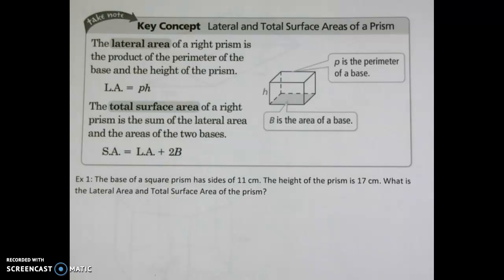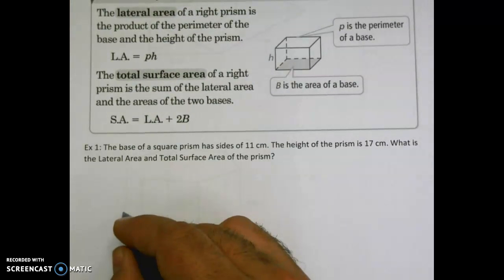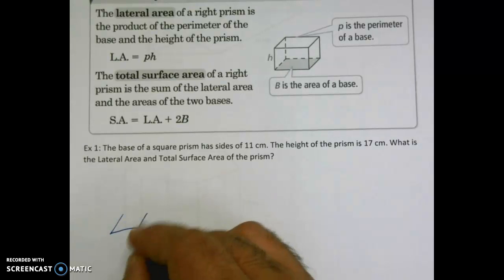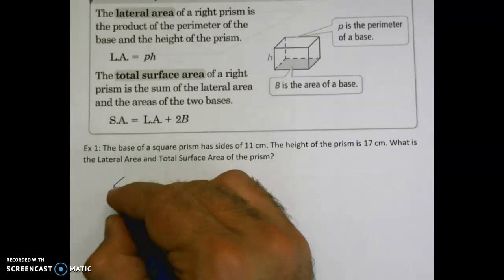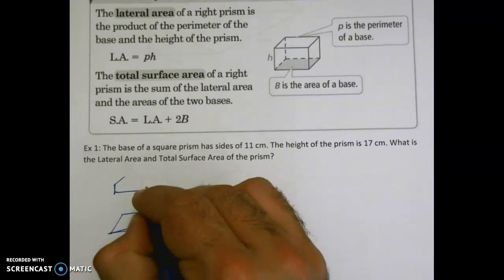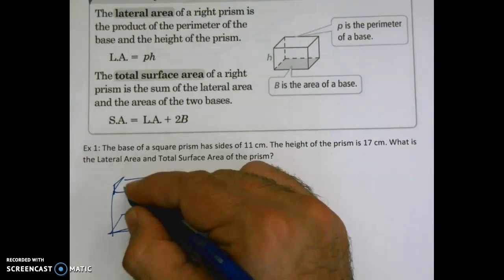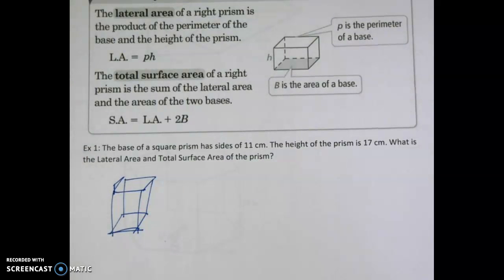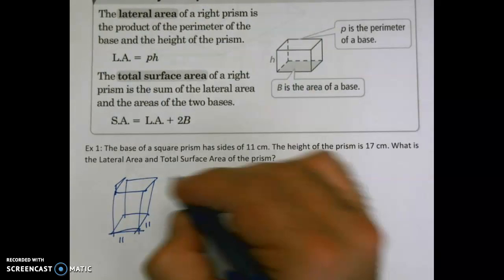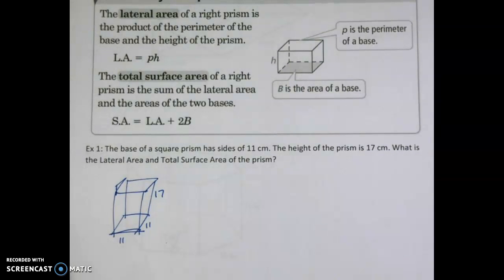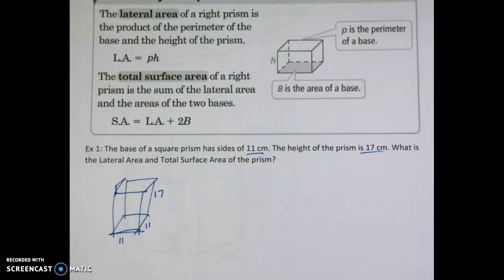Now I'm going to show you that you can draw a picture. We have a square prism here that has bases of sides of 11. Okay, so this base is a square. So how I draw that is two squares on top of each other and connect the dots, okay? So this is 11 by 11, and the height there is 17. So the sides of 11, the height is 17, okay?